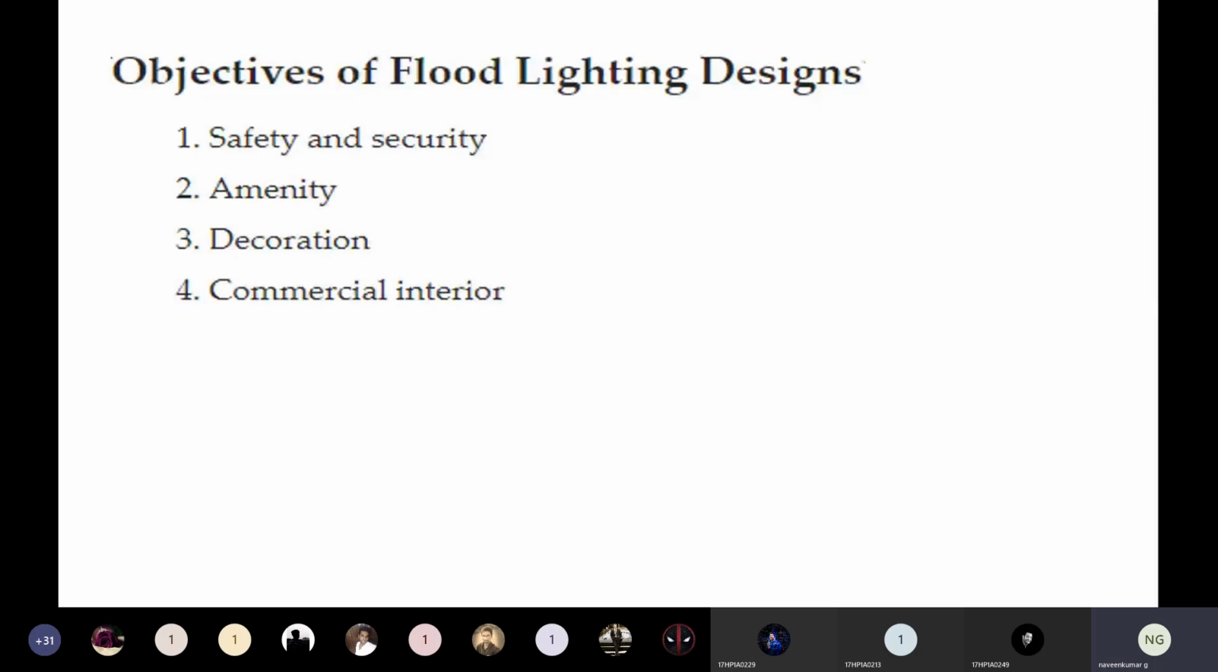Now, let us understand the objectives of floodlighting designs. What are the prime objectives of floodlighting design? Safety and security. We want the safety and security of people who are attending these sports events. So floodlighting designs are made to provide safety and security towards the structure. Amenity: to safeguard the amenity, floodlights are used wherever you have highway junctions. High rise lighting schemes use floodlights, you might have observed. Floodlighting designs are used for decoration purposes. Commercial interiors also use floodlight design. So these are the main objectives of using floodlight design.